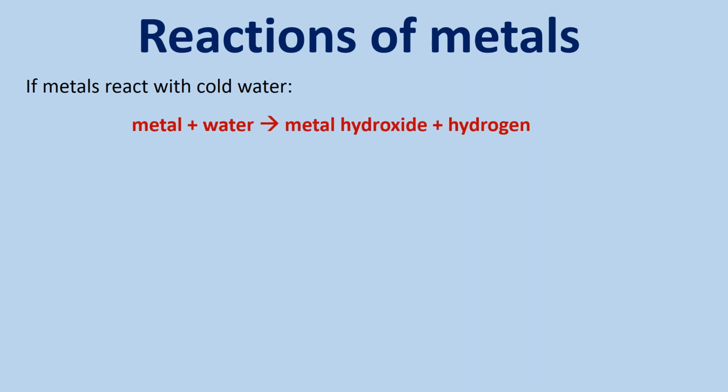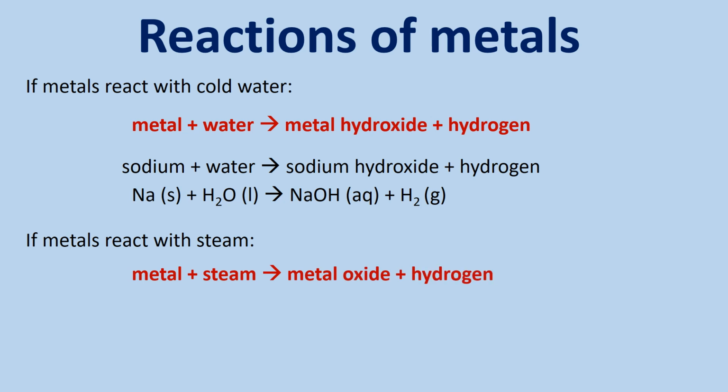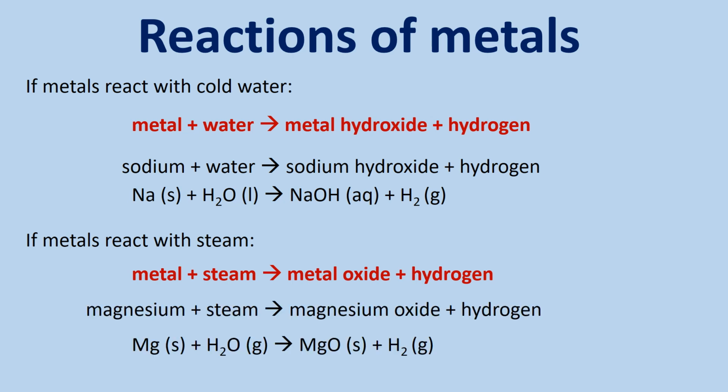If we look at that in a little bit more detail, the metals that react with cold water, sodium and potassium, make metal hydroxide and hydrogen. The other metals that react with steam will make metal oxide and hydrogen. Those are the ones that aren't quite as reactive as sodium and potassium. You can see here the balanced symbol equations as well as the word equations.